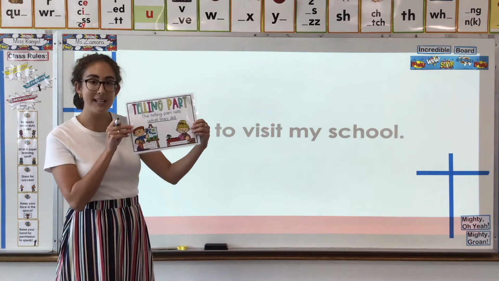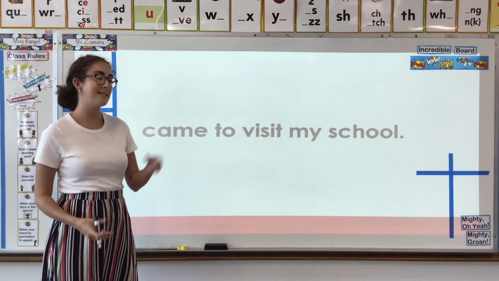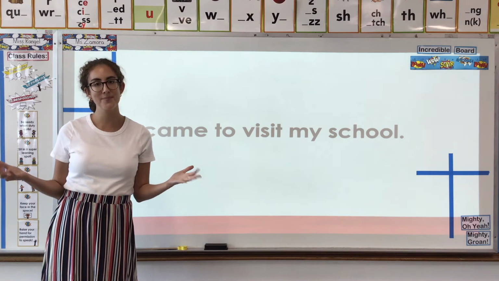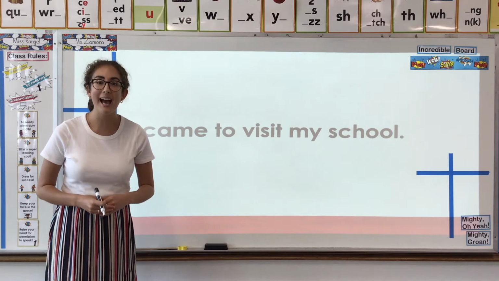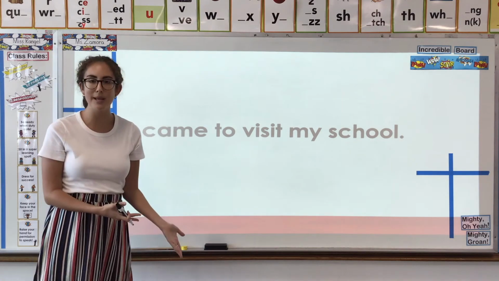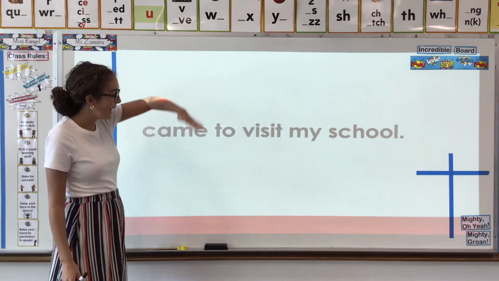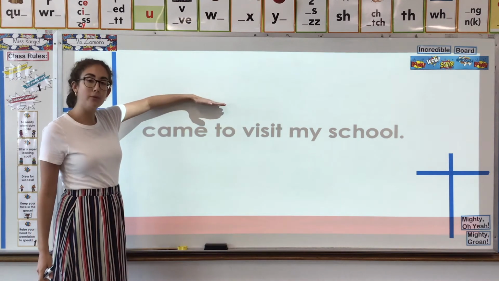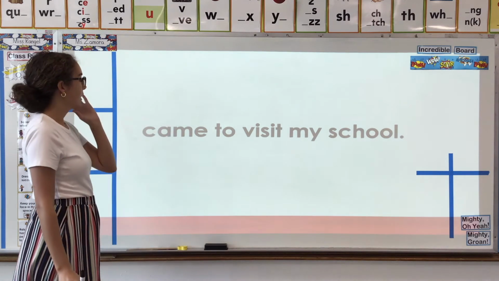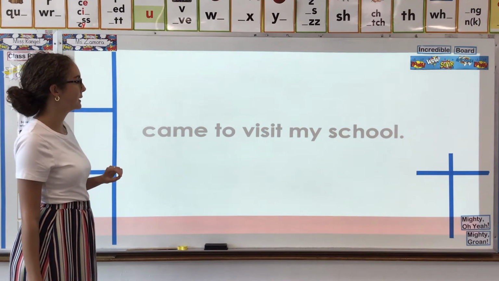But if we have our telling part, what do we need to add to make this sentence complete? Which part? We need to add a naming part. Who came to visit my school? That important part is missing. So we're going to add our naming part before the telling and pick our character. Who do I want to come to visit my school?